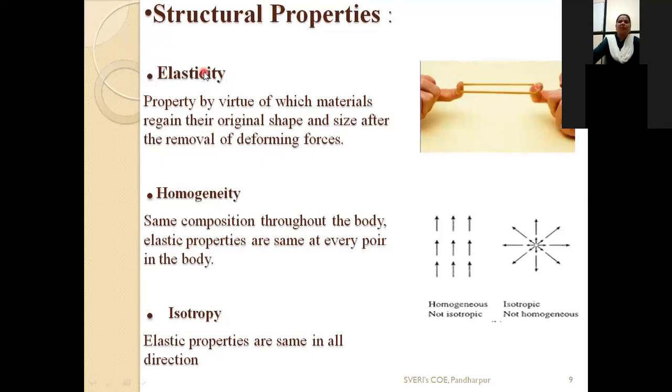Plasticity. Before plasticity, one property is there. This is called a rigid material. The opposite of elasticity is called rigid or rigidity.